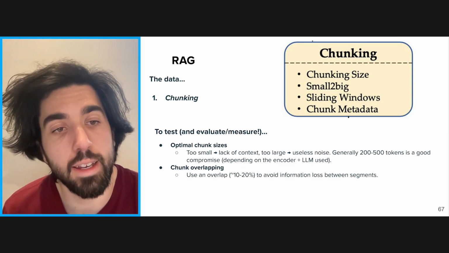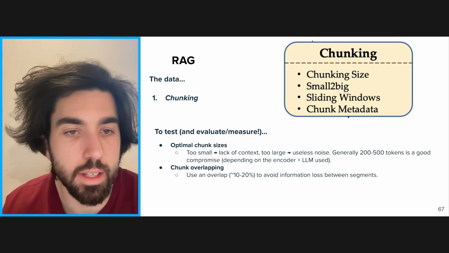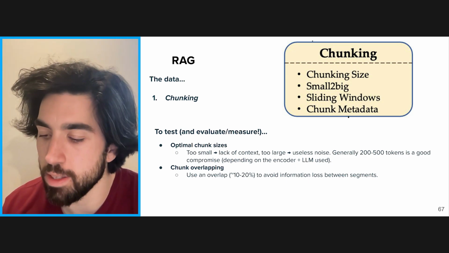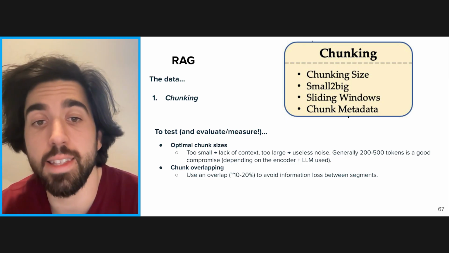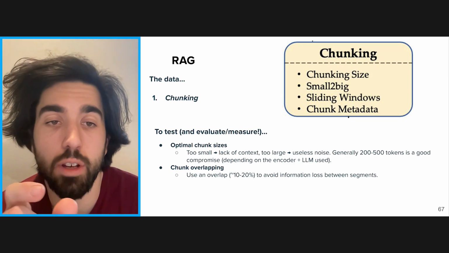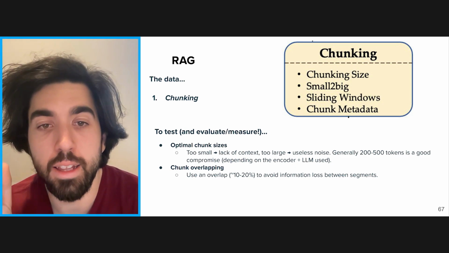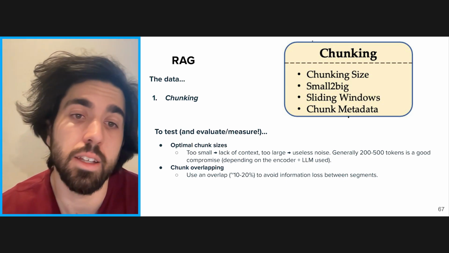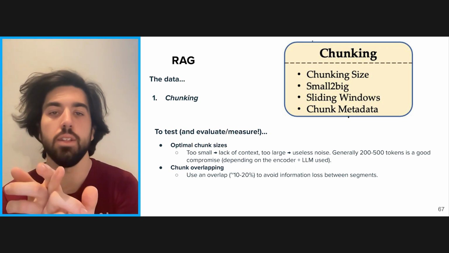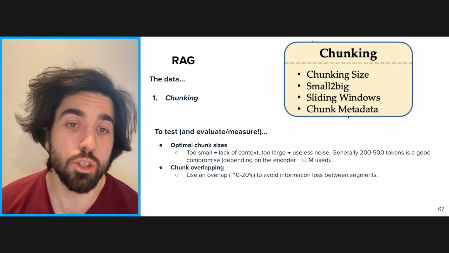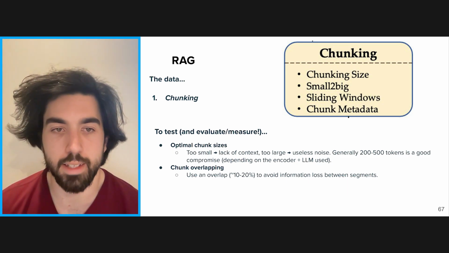You also may want to try chunk overlapping, which means using an overlap of, let's say, 10 to 20% to avoid information loss between segments. So that means one of the segments will have plus 10% of tokens. If you have 100 tokens in your segment, you will also take the next 10 tokens, and the following segment of 100 tokens will take the previous 10 tokens as well. So they will have an overlap of 10 tokens that goes to both segments, just to ensure that we didn't cut through something relevant for the context.